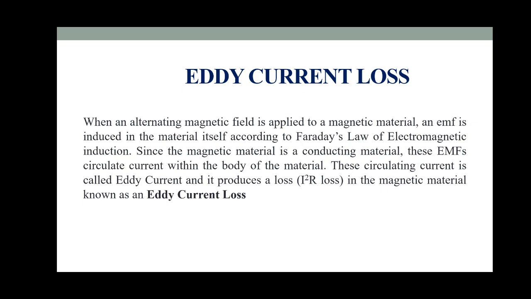So, first we have to know what eddy current loss is. As per Faraday's law, EMF is induced when a magnetic field is applied on a magnetic material. You all know that. As a result of which circulating current will flow if the material is a good conductor. This current is called eddy current and I square R loss is contributed by this current, and this I square R loss is called eddy current loss. Now we'll go for deriving the formula of eddy current loss and check its dependencies.